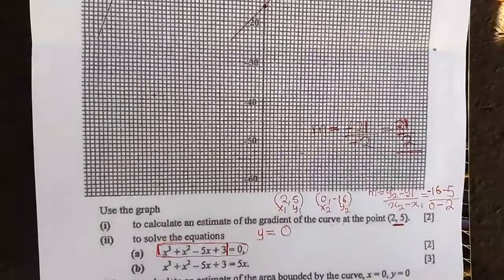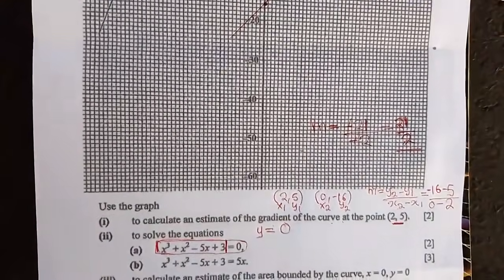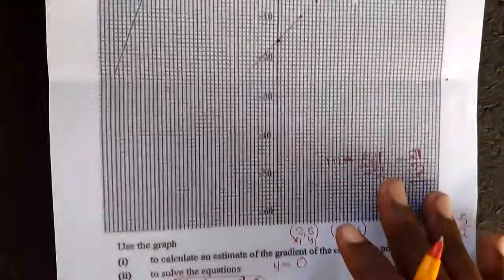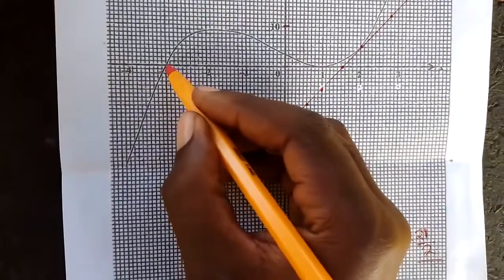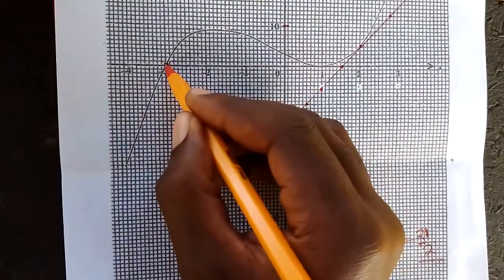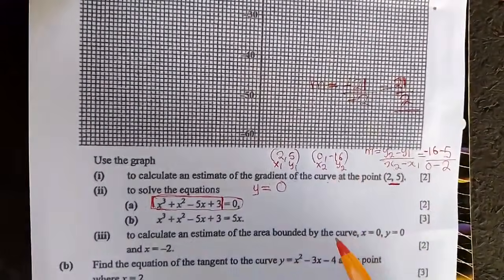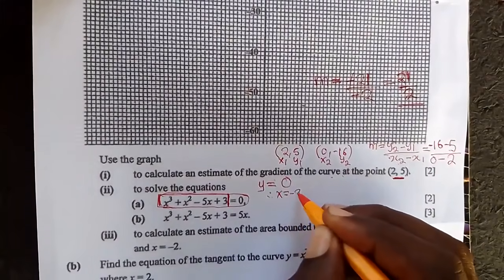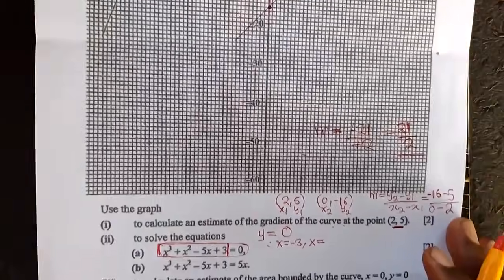Then I told you that y is equal to 0 is the x-axis. We need to understand that it is the x-axis. So which one is the x-axis? This is the x-axis. It is cutting the curve at this point. This is where negative 3 is. So I've got one coordinate. Therefore, x is equal to negative 3.